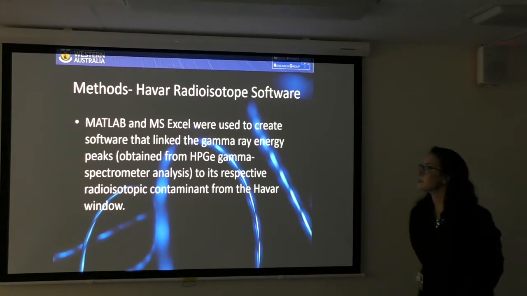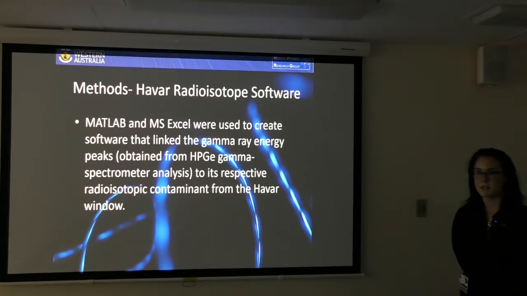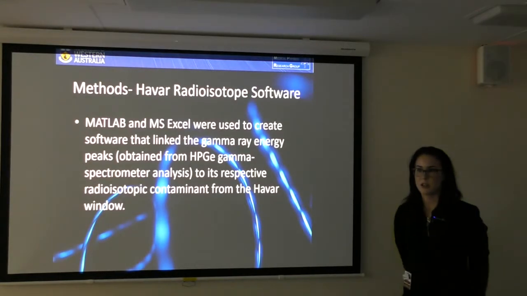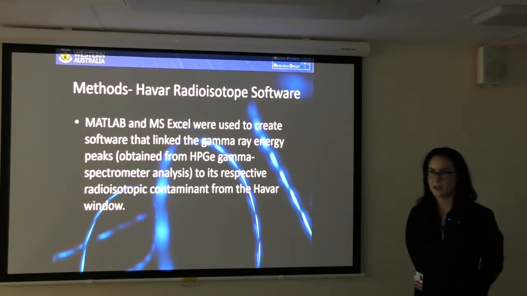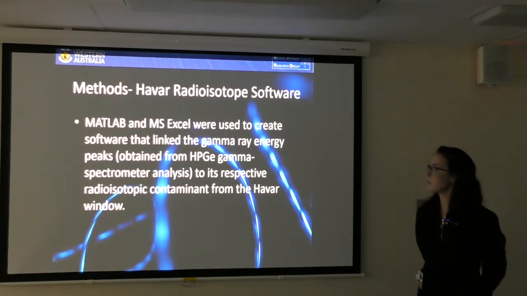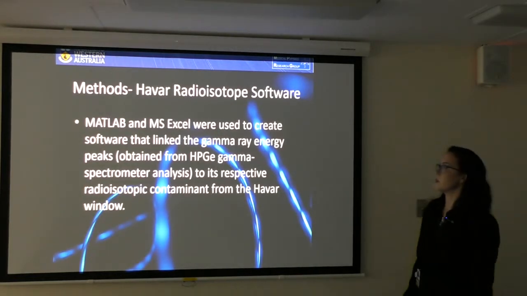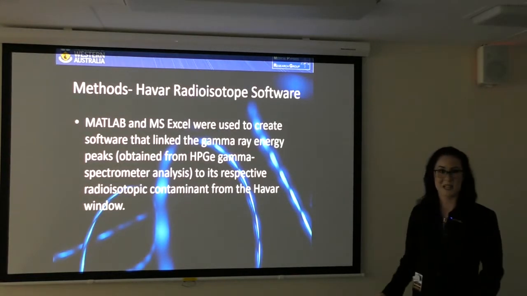Before I begin to explain how I identified the peaks, I first had to make a database to help myself along, because Havar actually had quite a lot of contaminants. It was just a jungle within the spectra trying to identify them all. So I created a database which would help me. I'm going to try and explain how I did that.